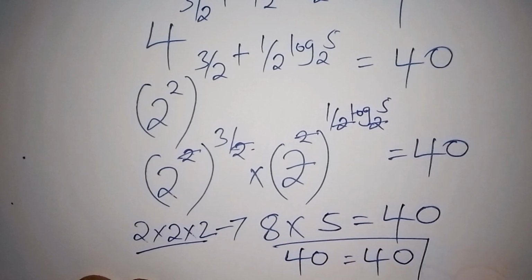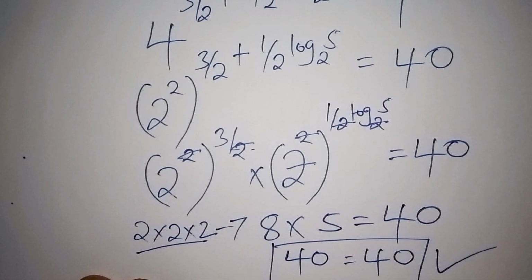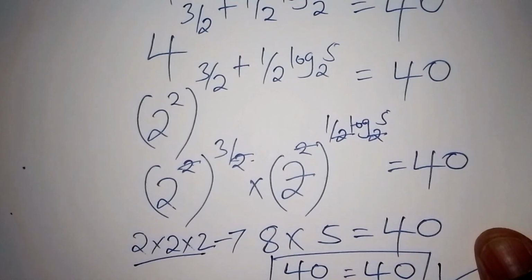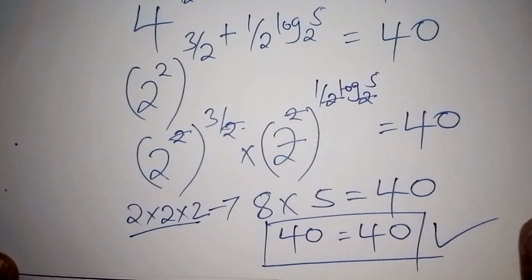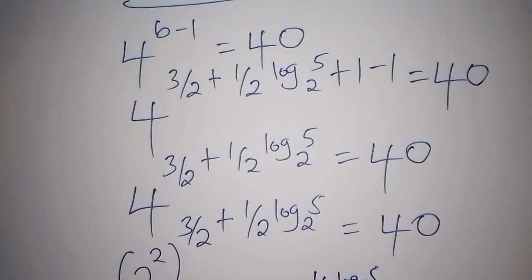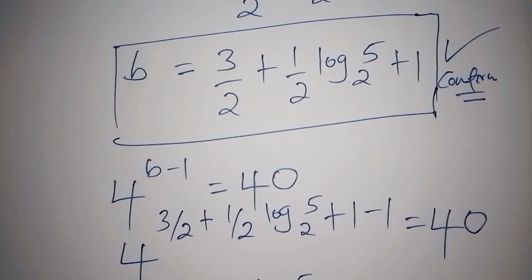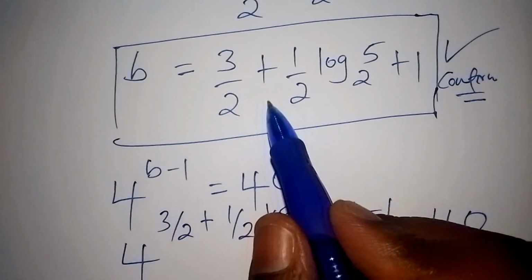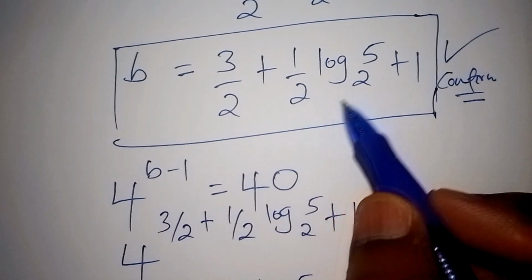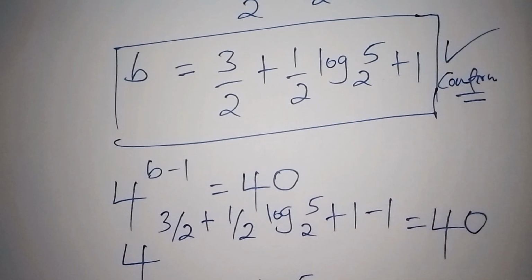So it means that we are very correct when we conclude by saying that our value for b, not really x, so our value for b is equals to 3 over 2 plus 1 over 2, the log of 5 to the base of 2 plus 1.